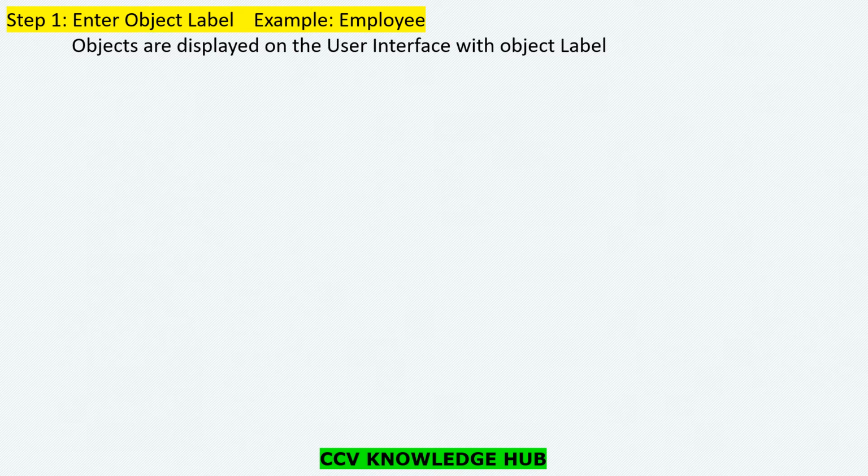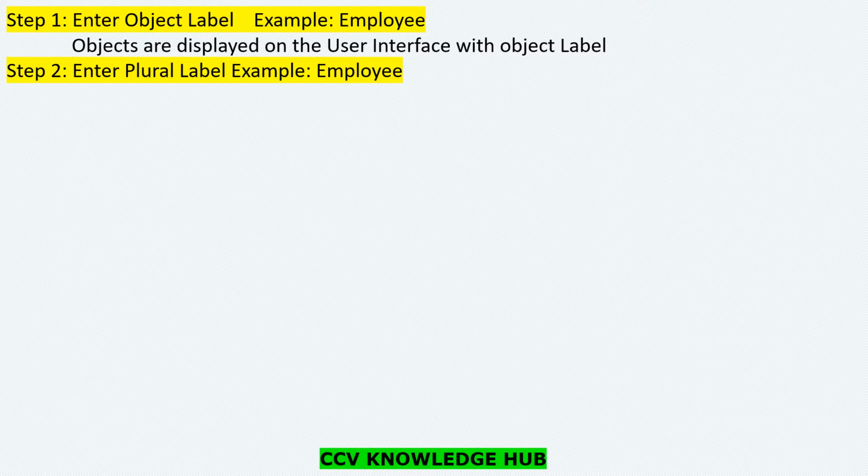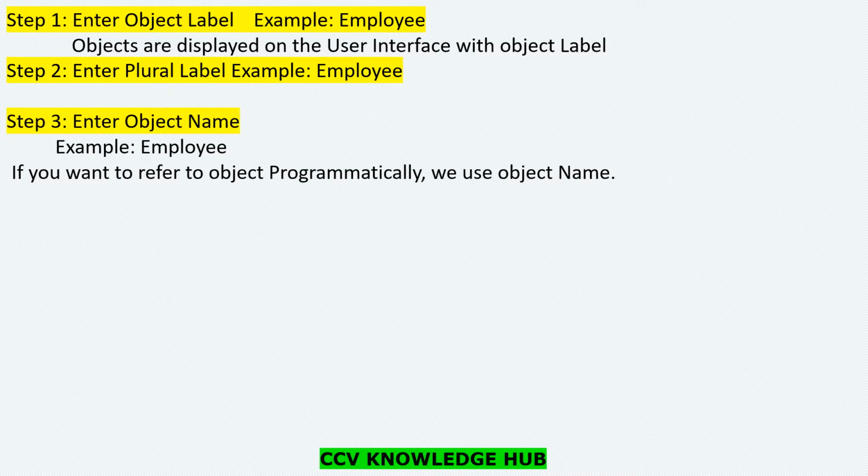So here different options we will get. First step is enter the object label. Here I am taking Employee as the example. Objects are displayed on the user interface with the object label. The second step is enter the plural label, example Employees. Third step is enter the object name. If we want to refer to the object programmatically, we use the object name.